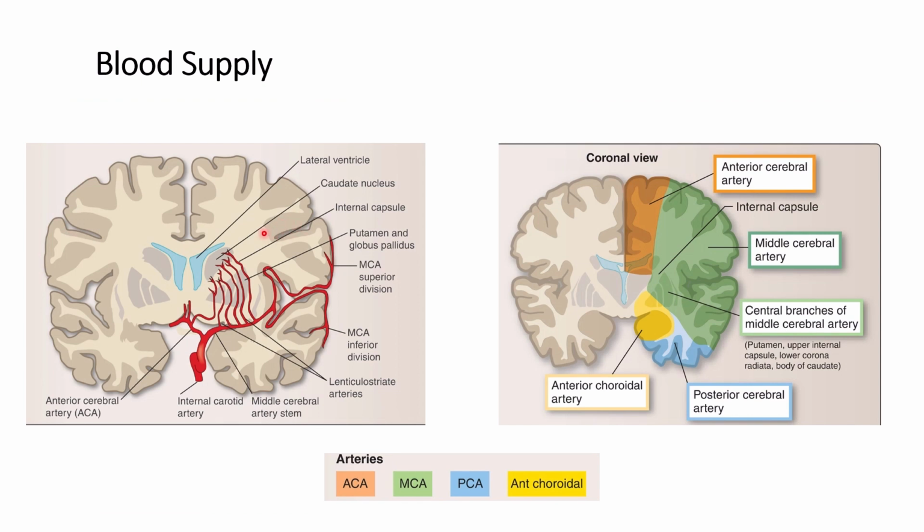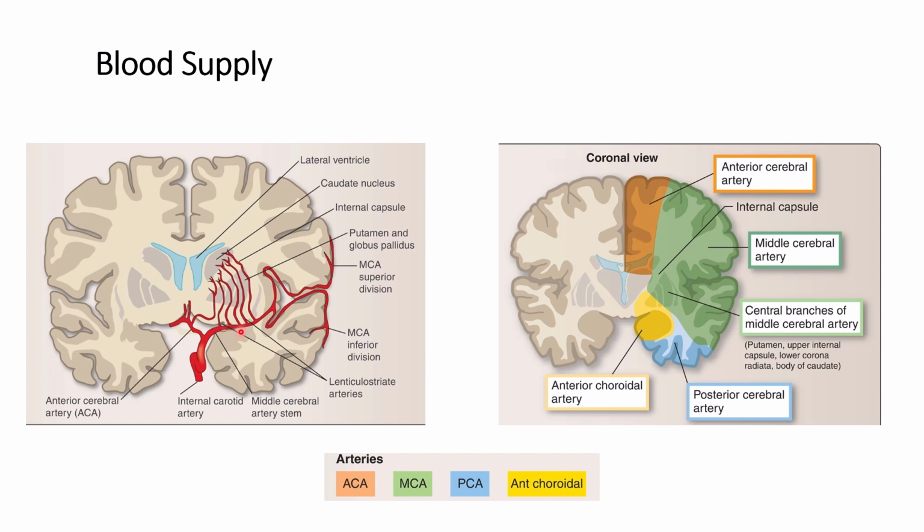If you make a coronal section, some structures that you can see here: this is the caudate nucleus, this is the internal capsule, this is the lentiform nuclei. Here is the internal carotid. The internal carotid comes and branches. One is the anterior cerebral, which is going more medially, and the middle cerebral, which is going more laterally.